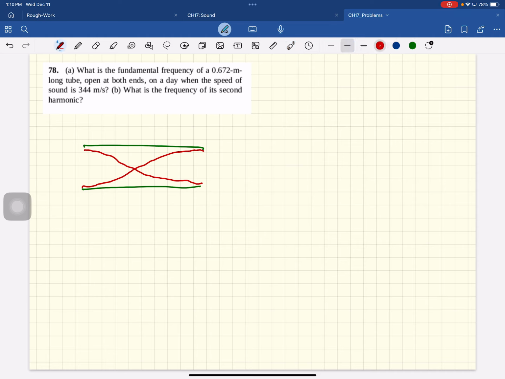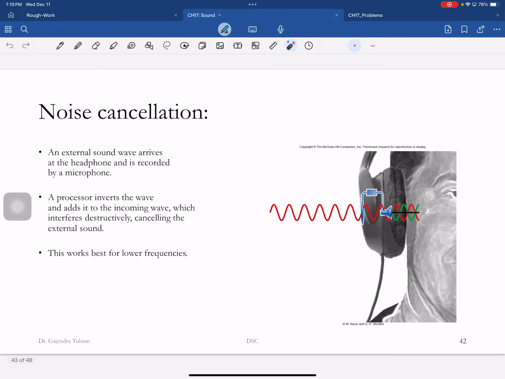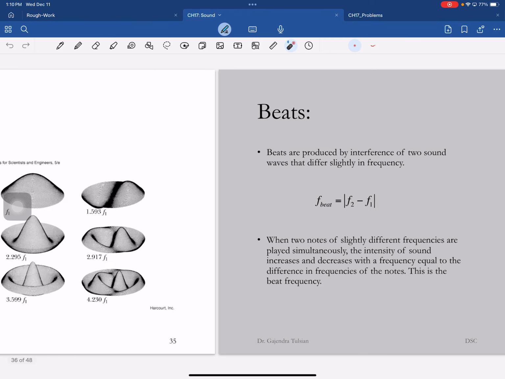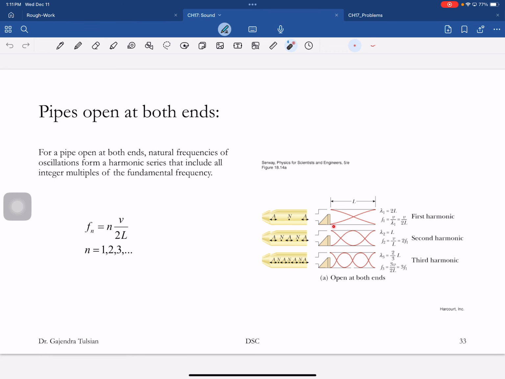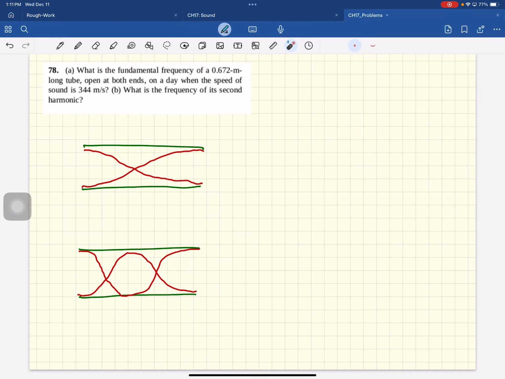The next higher frequency, the next mode, is this one. Okay, so this is the fundamental, and so these are the allowed frequencies. You can check out the notes. So here's the pipe open at both ends, and all the harmonics are allowed. The allowed frequencies are n times v divided by 2L. So the fundamental corresponds to n equal to 1.